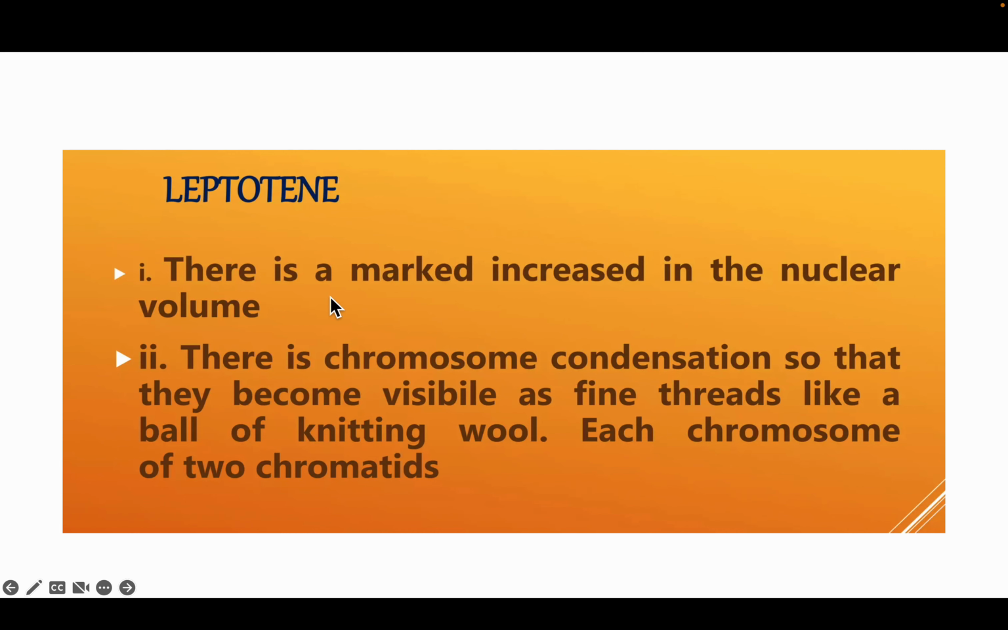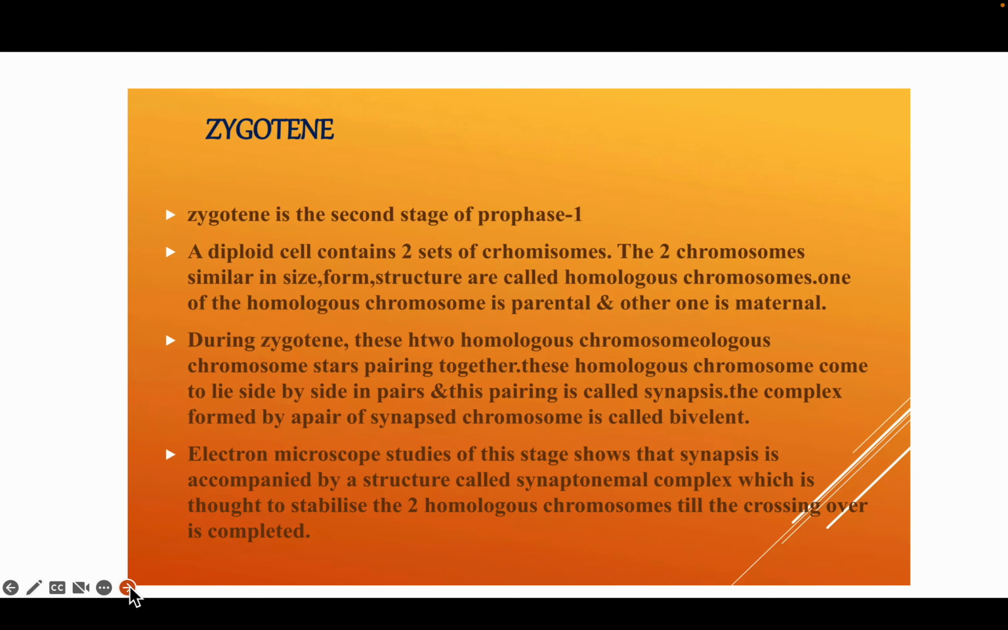In leptotene, there is a marked increase in the nuclear volume, and also chromosome condensation, so that the chromosomes become visible as fine threads like a ball of knitting wool, each chromosome consisting of two chromatids. The nuclear volume increases as the nuclear membrane gets disrupted, and chromosome condensation starts. Each chromosome consists of two chromatids after condensing.